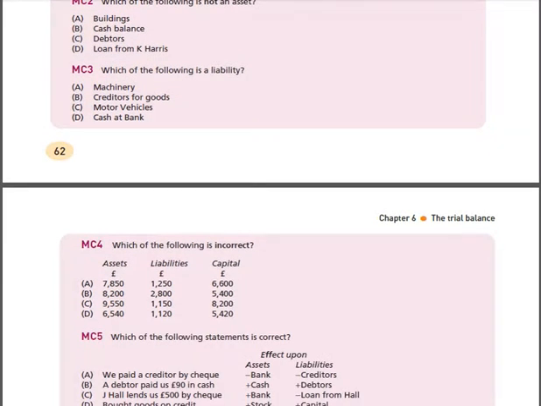MC3. Which of the following is the liability? Again, you need to know all of the different types of assets and liabilities to make it very easy for you to figure it out. So, machinery is an asset. Creditors for goods is not an asset because we don't own it, we owe it. So, B is the answer to this.